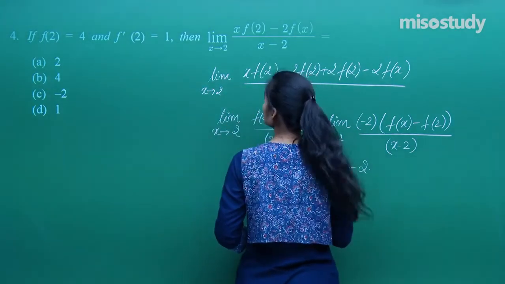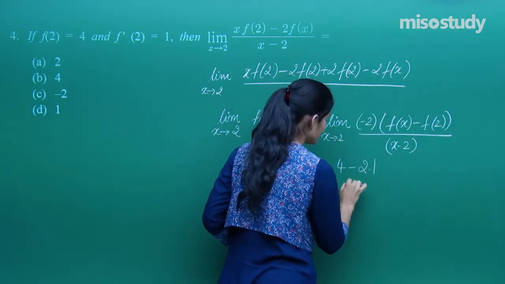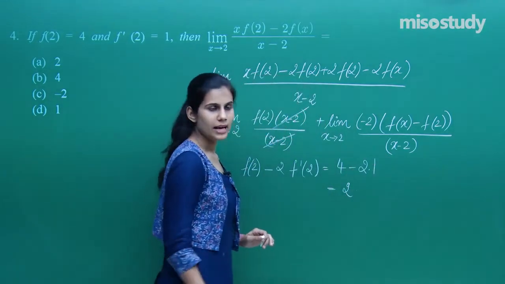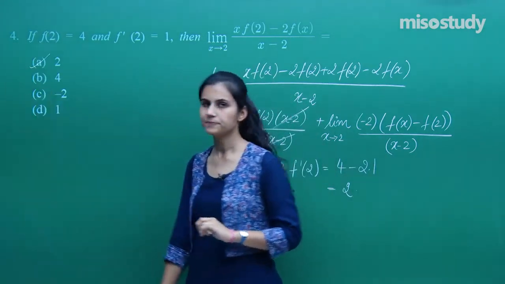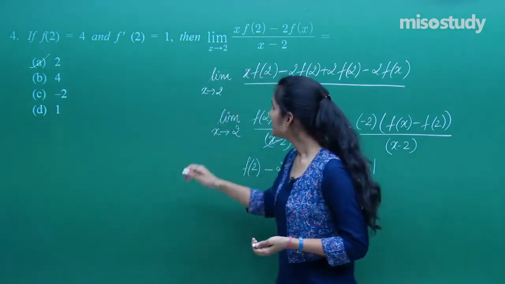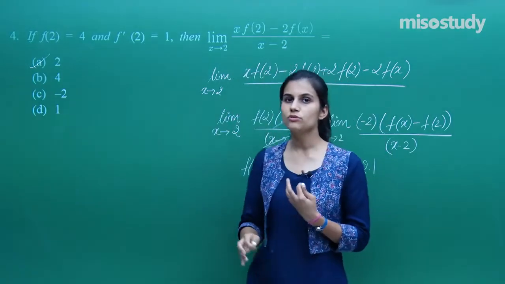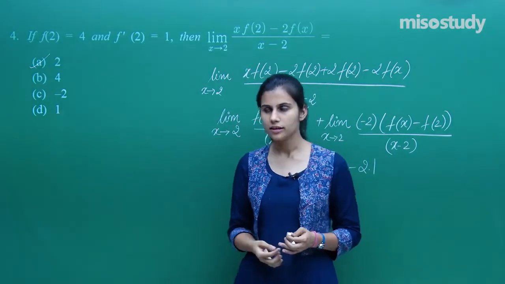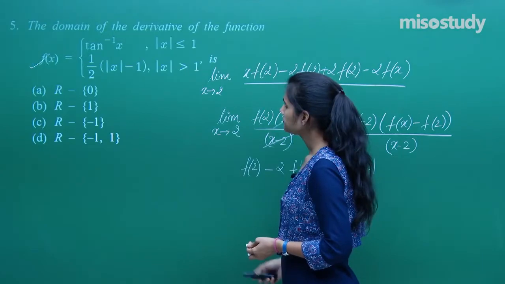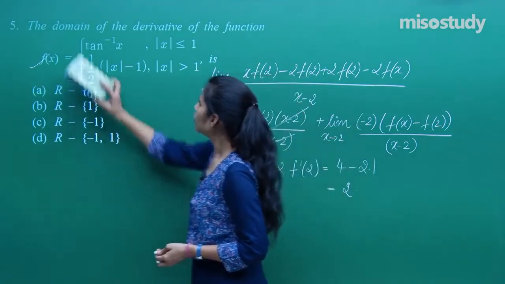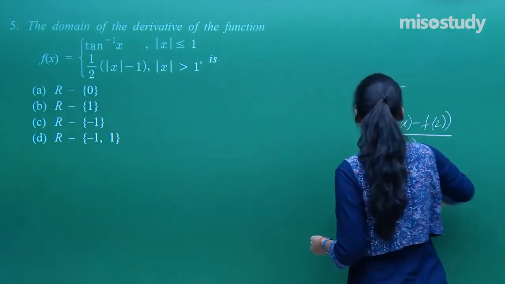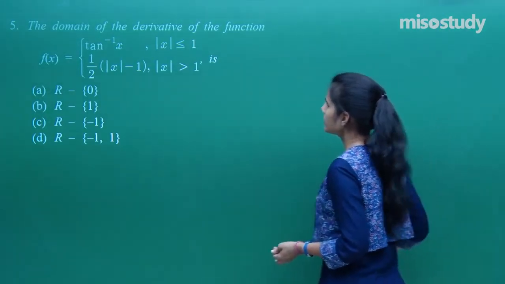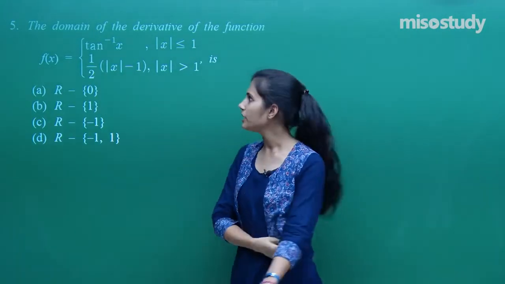F of 2 is given to me as 4. F dash 2 is given to me as 1. 4 minus 2 gives me 2. And therefore the answer of this expression is basically nothing but 2. Easy enough, just need to manipulate it accordingly so that you can use the very derivability definition as well. Now moving ahead, we are being asked the domain of the derivative of this function. So let's understand the function first. There are mod signs involved and therefore we need to open the brackets up.